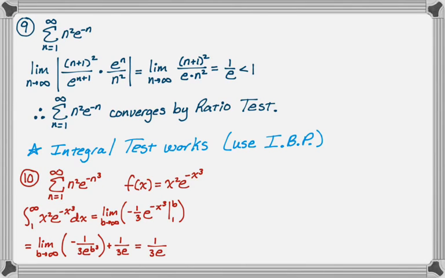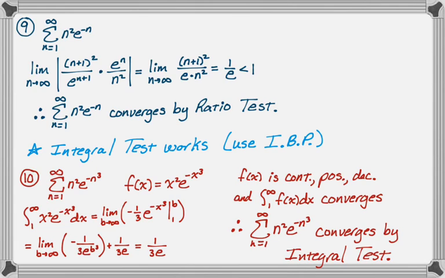And so now I can just write this up and say that f of x is continuous, positive, and decreasing, and the improper integral converges. Therefore, the series will converge by the integral test. So that was one problem that I think you were supposed to use the integral test on, but I used the ratio test. And then another one where it looked very set up for the integral test, and I went for it. You also could use the ratio test on this one if you'd like. It would have worked just as well.